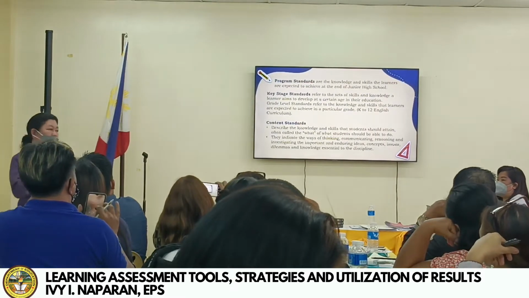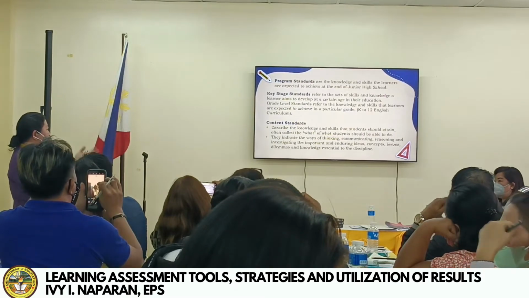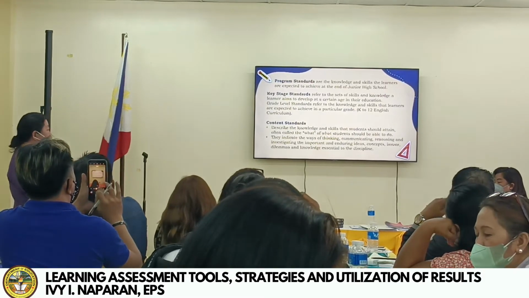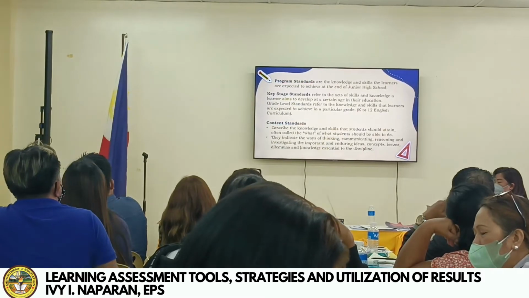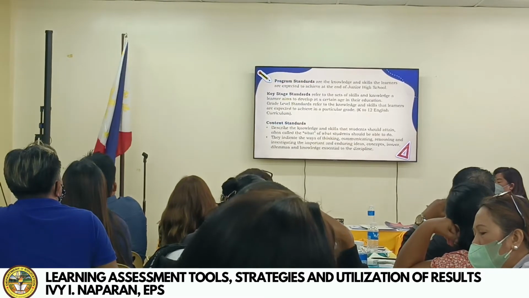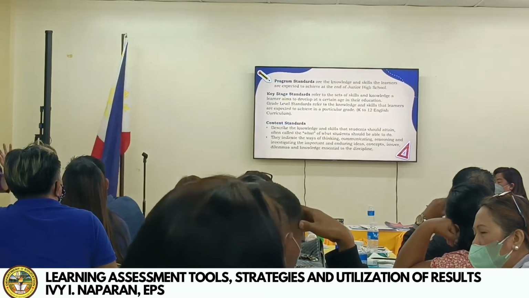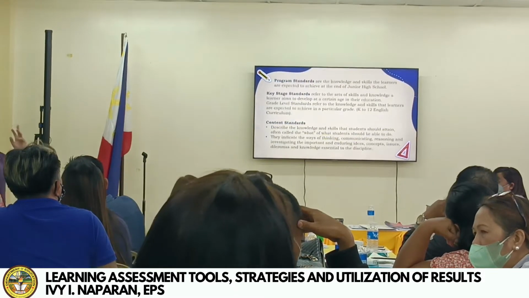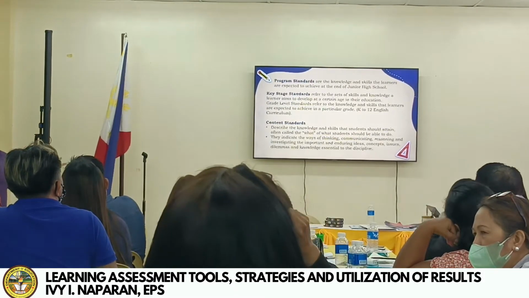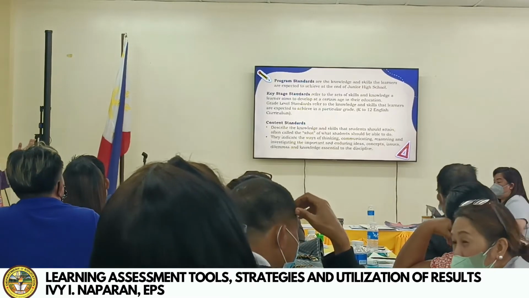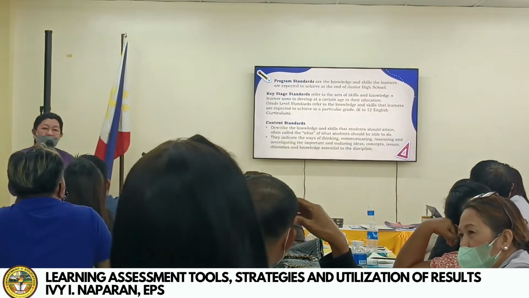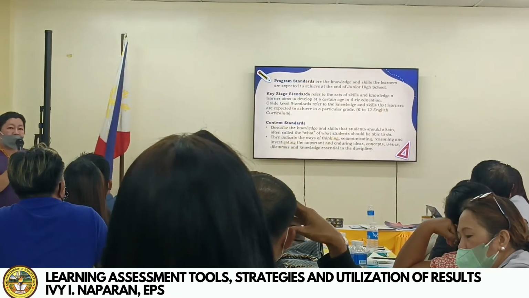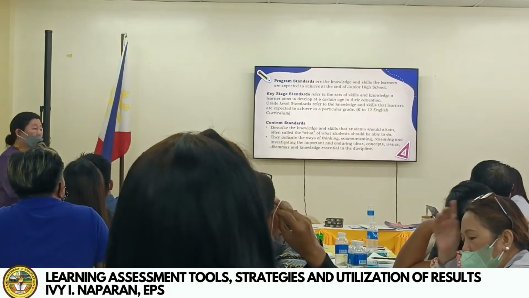Next is, okay, we'll be talking about standards. So, ganito sila. Program standards, key stage or grade standards, content standards. Program standards are knowledge and skills the learners are expected to achieve at the end of junior high school or elementary, secondary. We call that program standards. Unsa may program standards for K to 3? Unsa may program standards for 4 to 6? For 7 to 10? Okay?